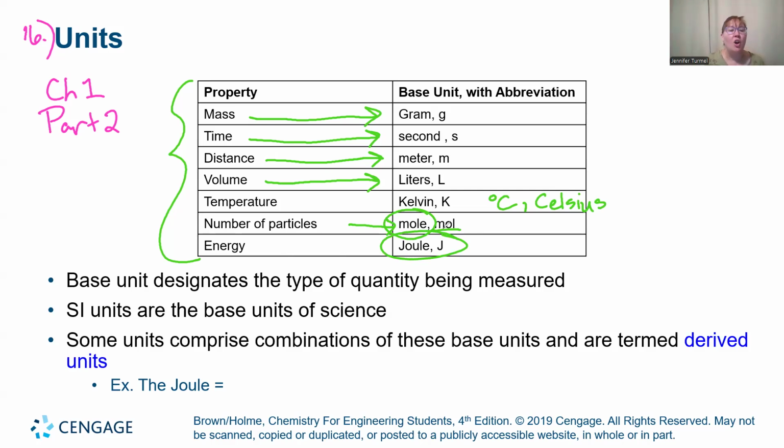The base unit always designates the type of quantity being measured, and the SI units are based on the units of science. Now, a mole is a mole and a gram is a gram, but a joule is a derived unit, a combination of them. A joule is a kilogram meter squared per second squared. That ends up being pretty important when we're talking about the speed of gases, root mean square velocity, and some other places. We'll use joules when we're talking about energy as well.